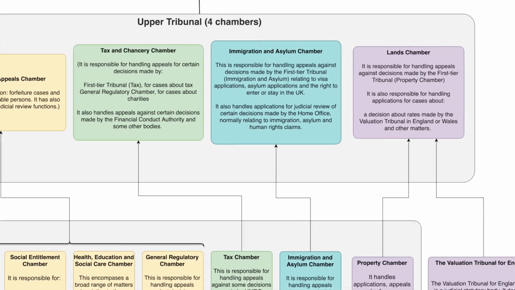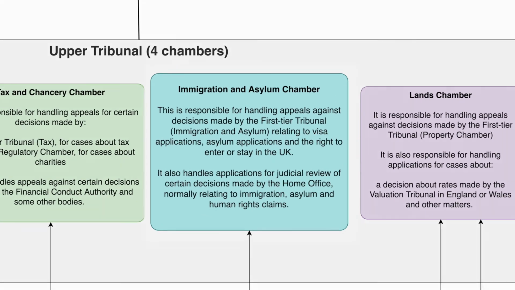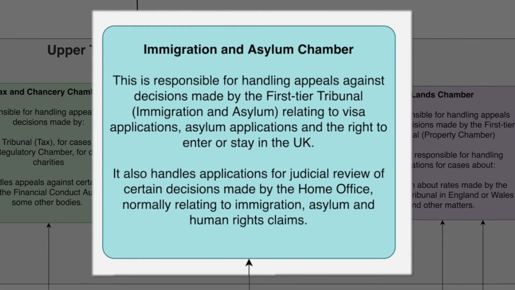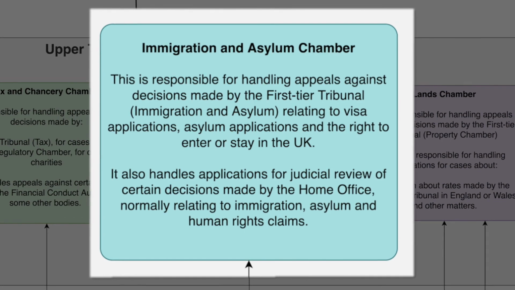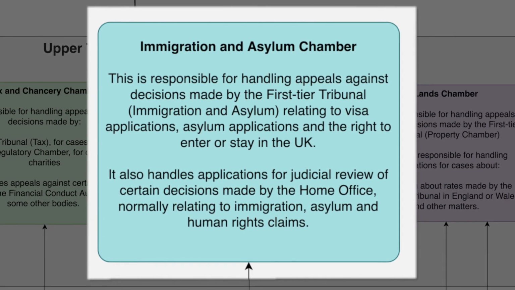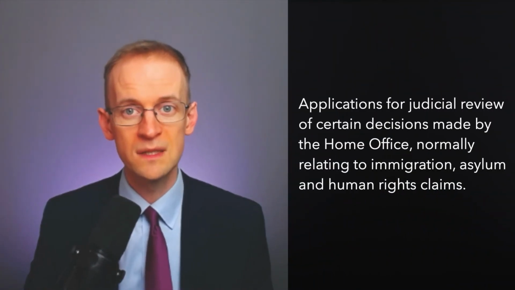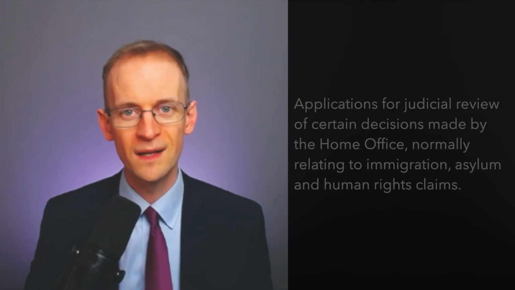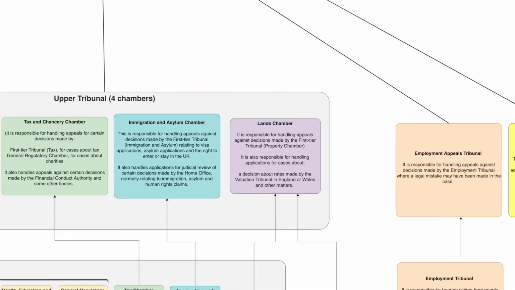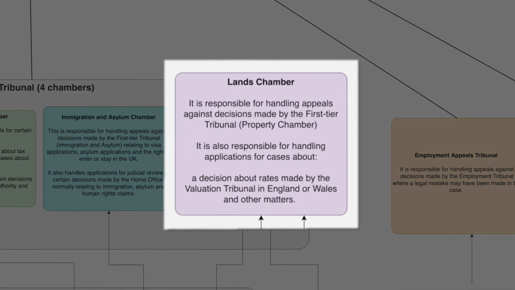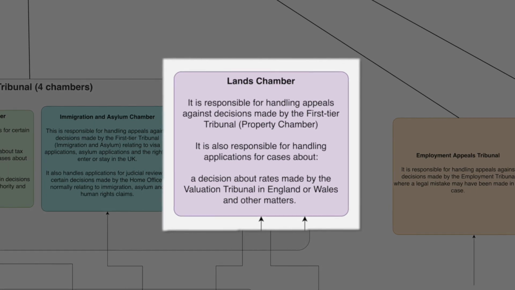The Upper Tribunal Immigration and Asylum Chamber. So this is responsible for handling appeals against decisions made by the First-tier Tribunal, Immigration and Asylum, relating to visa applications, asylum applications, and the right to enter or stay in the UK. It also handles applications for judicial review of certain decisions made by the Home Office, normally relating to immigration, asylum, and human rights claims.